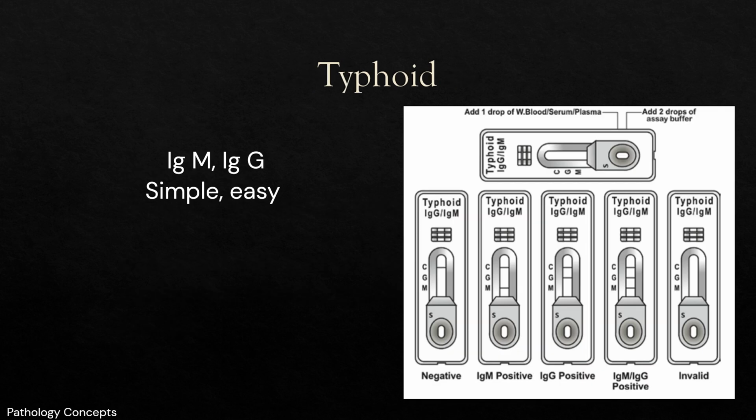Typhoid. Typhi IgM and IgG card is a rapid, solid phase immunochromatographic test for the qualitative, differential and simultaneous detection of Salmonella typhi IgM and IgG antibodies in human serum or plasma. The test is simple, easy to use, and a result will be achieved within 20 minutes.